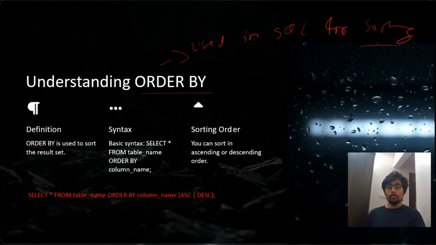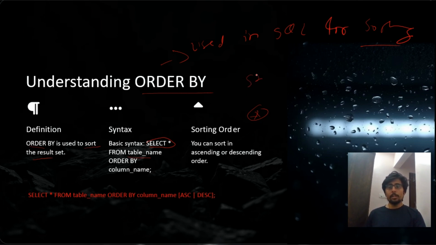ORDER BY is basically what we use in SQL for sorting the database data. It's used to sort the result set. If you want to sort your result, we'll use the basic syntax. You can see SELECT star. Star, as I have taught before, means the entire row. It selects from the table name, whatever your table name is.